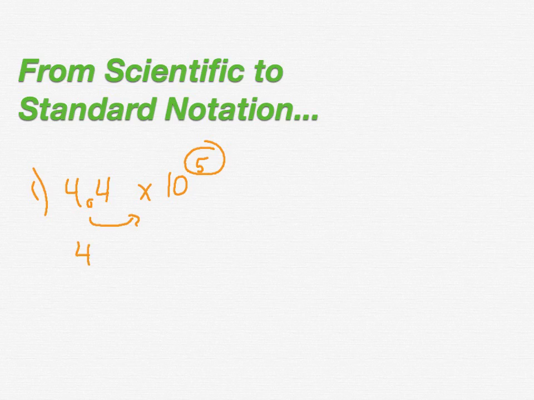So let me begin with my 4.4. And my decimal started off here. Now I'm going to have to move it 5 decimal places to the right. 1, 2, 3, 4, 5. So my decimal place will end here. And what do I put in these little curves here, you think? I'm just going to add zeros. So the number that started as 4.4 times 10 to the power of 5 is actually 440,000.